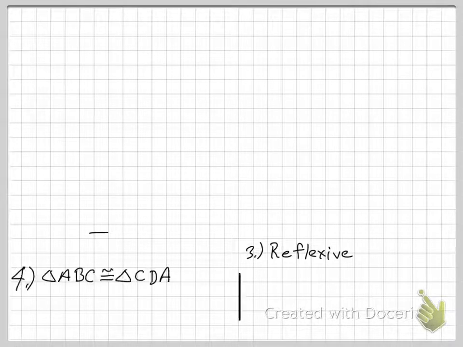So it's reflexive, and then we are now free, since we have side angle side, we can say triangle ABC is congruent to triangle CDA, and that's because of side angle side, and you can of course just abbreviate it as SAS.